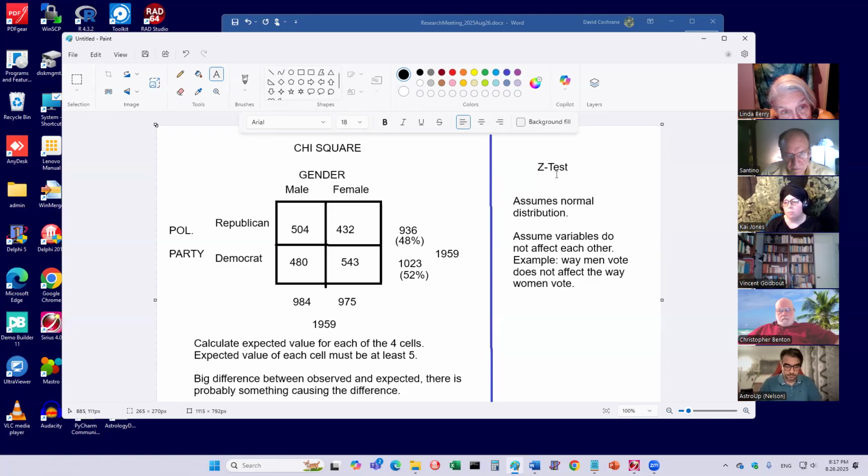The z-test does. So getting to Kai's question, if I'm doing this research and I have these values, it looks like I can do a chi-square or a z-test. Under normal situations, which one should I do? You can pretty much pick either one, as long as those conditions are being satisfied.